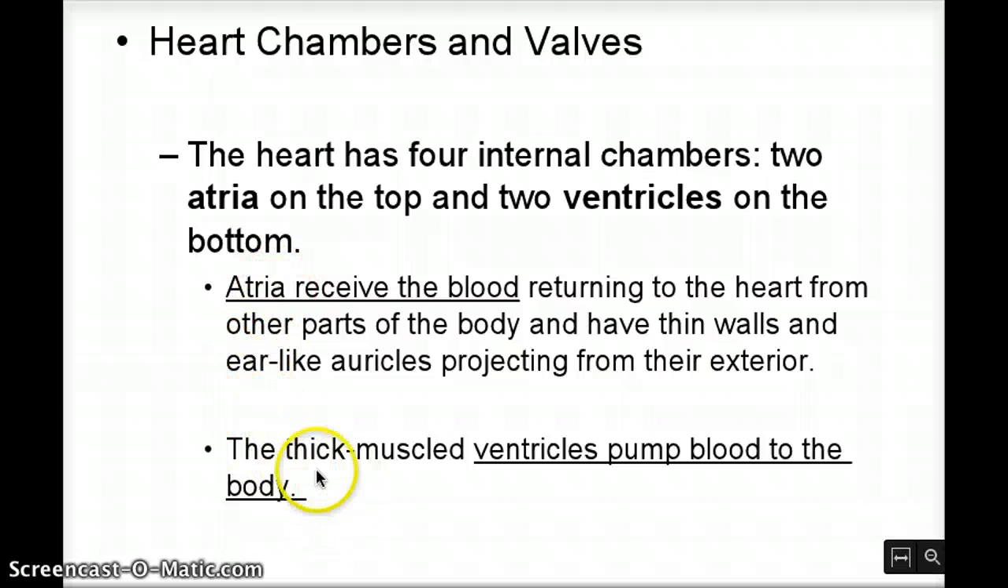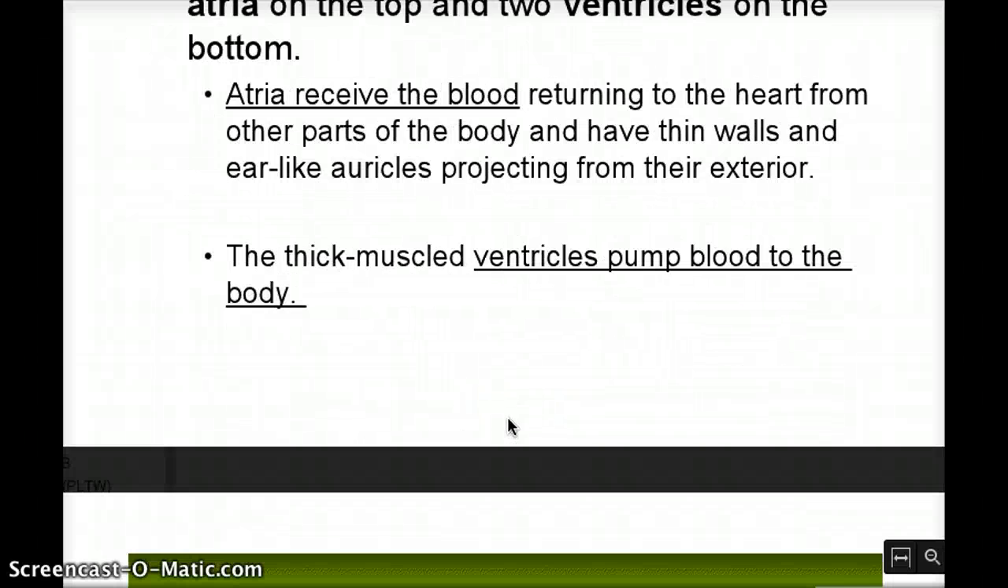Now, the bottom ones are the ventricles. These are the thick muscles, so the myocardium is going to be much thicker. Their job is to pump blood out of the heart, so they're going to have to be much stronger. On the right-hand side, it's going to contain deoxygenated blood, so its job is to pump it to the lungs so it can pick up the oxygen. On the left-hand side, it's oxygenated blood, and it's going to pump it through the aorta to either the top portion of the body or the lower half of the body, so the head or down to the legs.